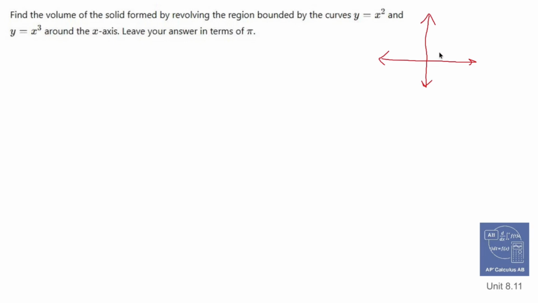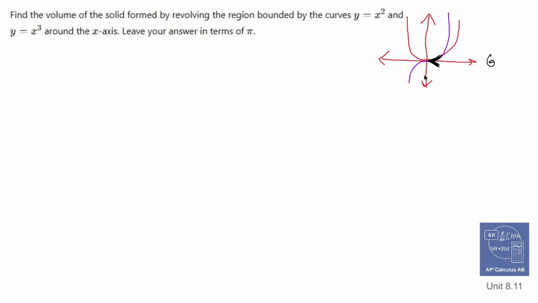y equals x squared is going to look like a U. Perfect. y equals x to the third is going to look like a U. So we have this tiny little sliver right there. And what we're doing is rotating it around the x-axis. And by rotating it around the x-axis, we don't get what we normally think we get.